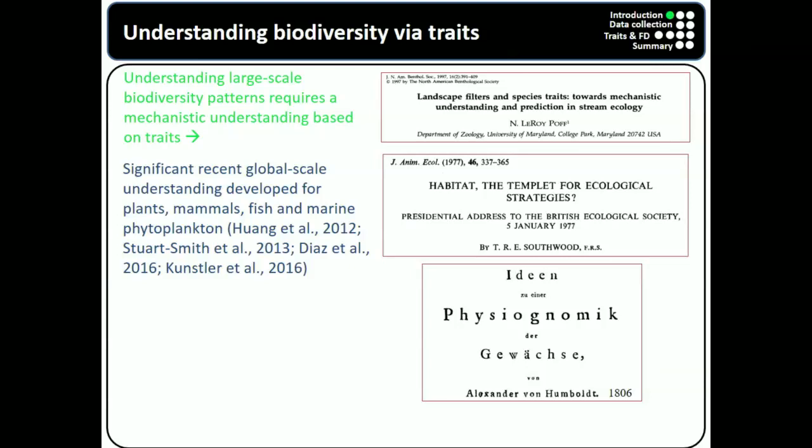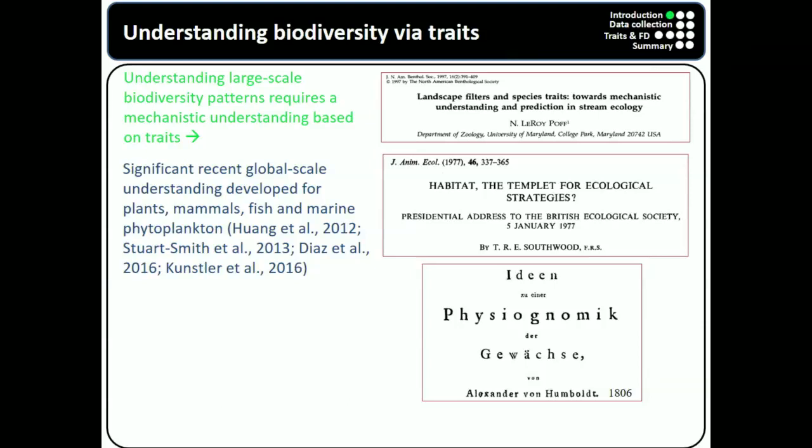So, there are papers here that relate to just before I started my PhD, just before I was born, and then, well, ages ago. But you know, this idea has been around a long time, and the plant scientists in particular have been at the forefront of this thinking. There've been quite a few high-profile, so top journal papers recently talking again about plants and global scale understanding of plant traits. Also mammals, fish, and marine phytoplankton, some of them in the last 5 years or so.